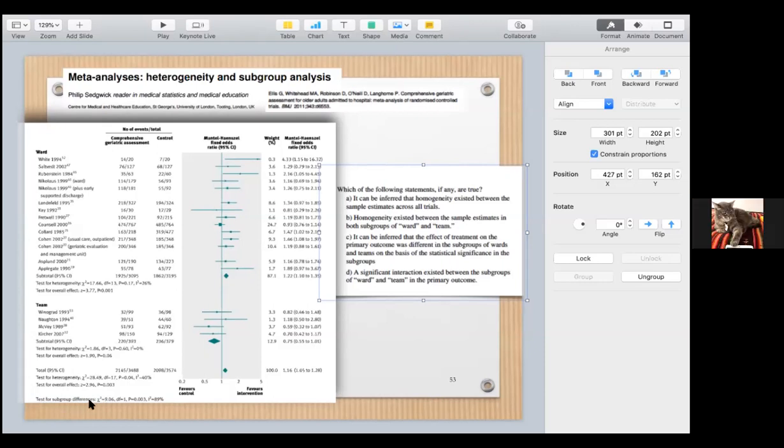It's saying test for subgroup differences, but I don't know what it is. To be honest, I have never heard about it. No, I have no clue. Okay. Anybody else would like to help? What test are we talking about when you are comparing subgroups?